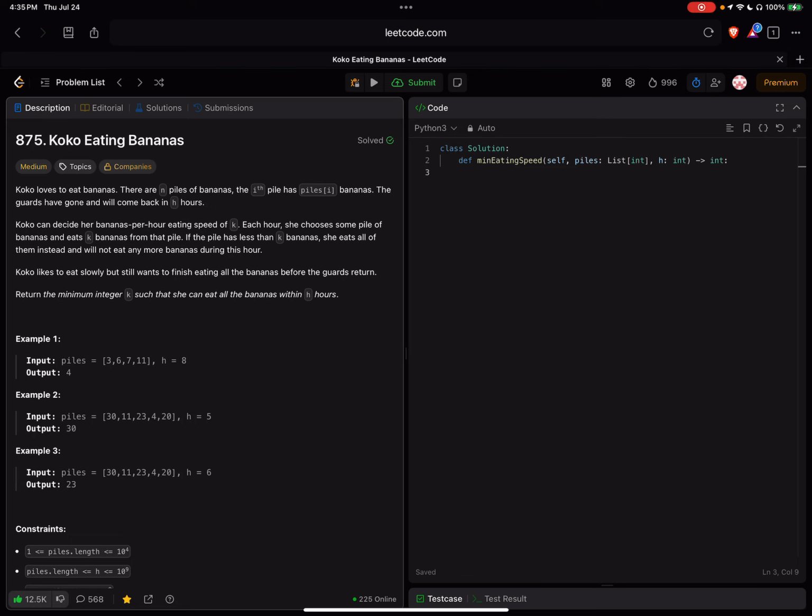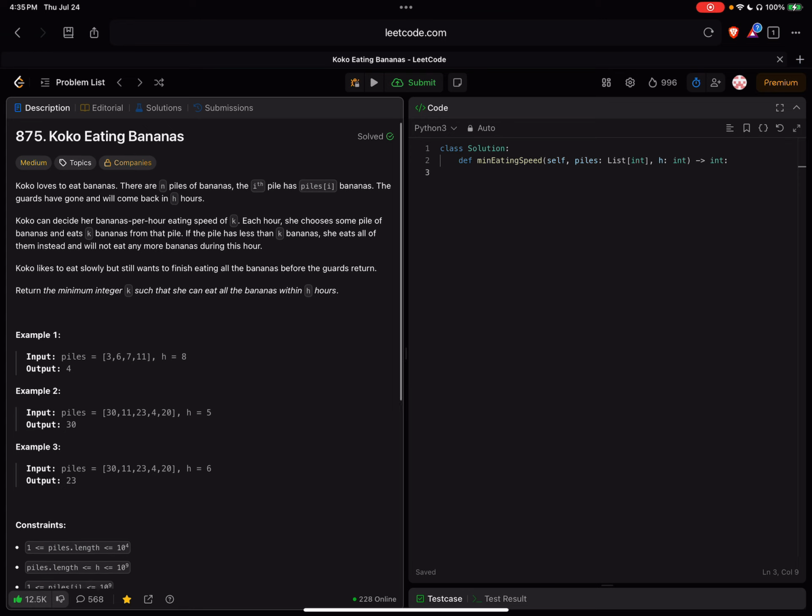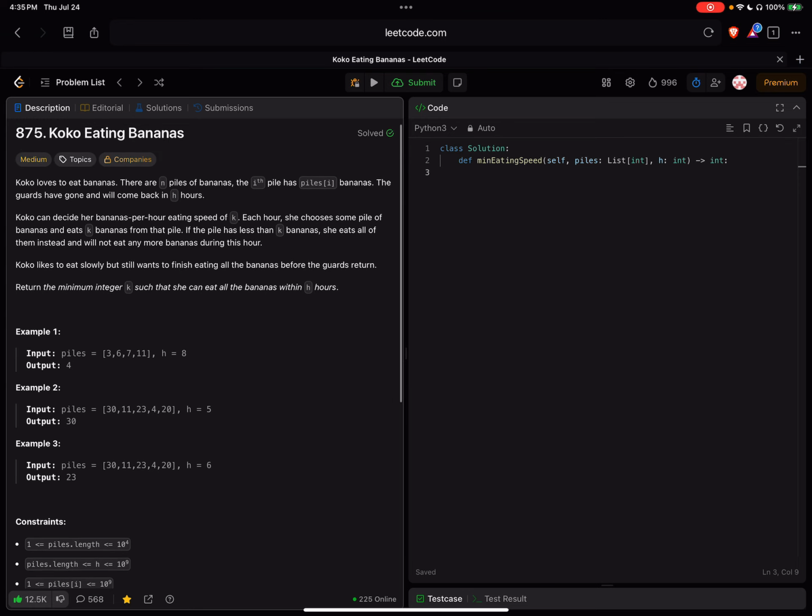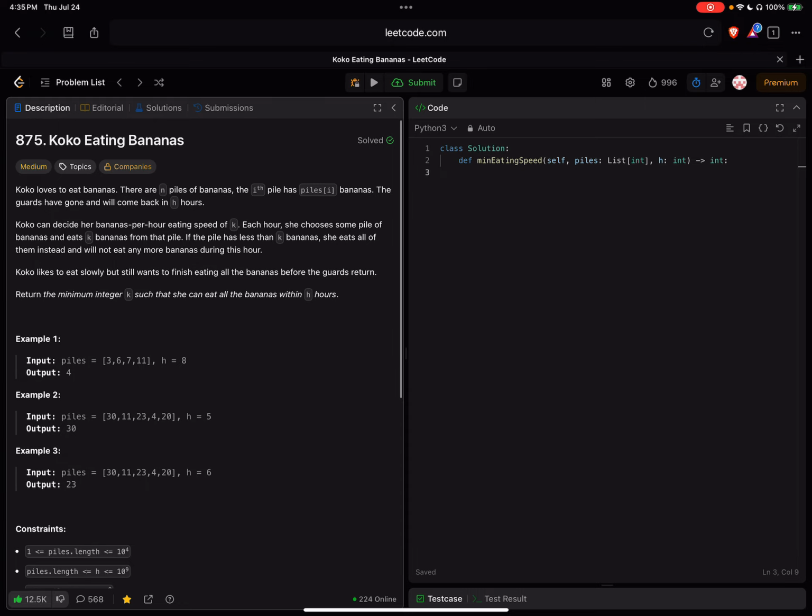Koko likes to eat slowly, but still wants to finish eating all the bananas before the guards return. And we have to return the minimum integer k, which is her rate of eating, or her speed, such that she can eat all the bananas within h hours. These are the constraints and these are the examples. Cool. Let us go to our dashboard and we'll try to investigate and find an optimal solution for this problem.